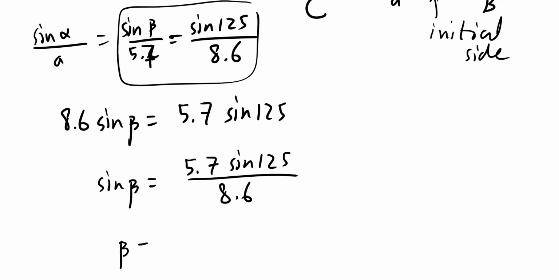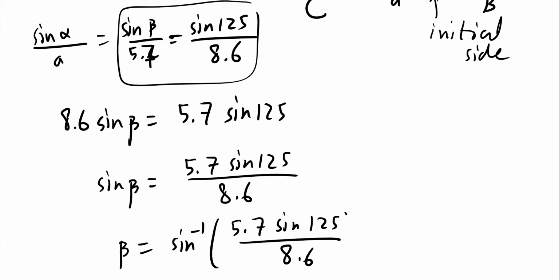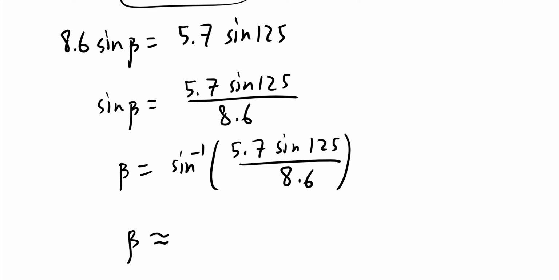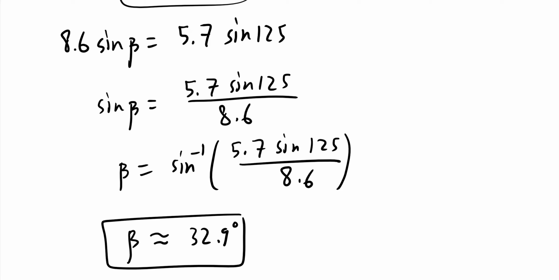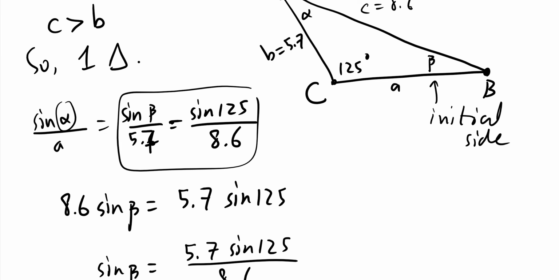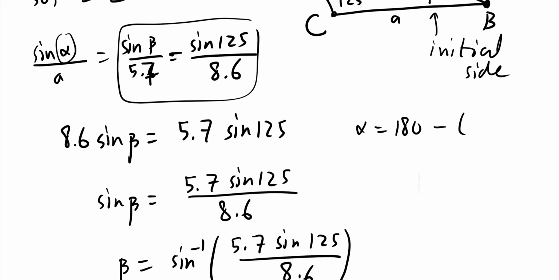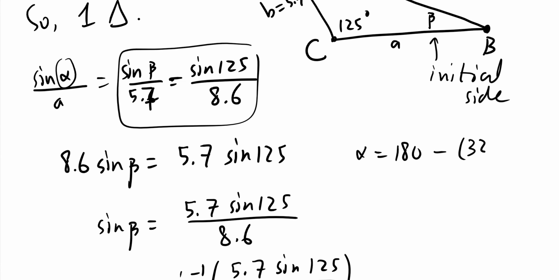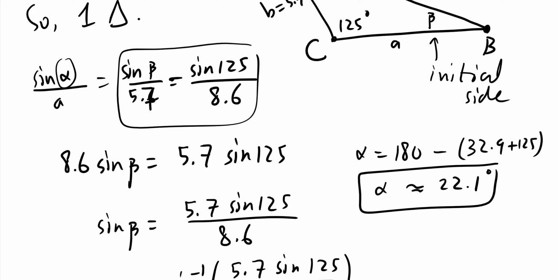Now we're gonna put this as beta equals sine inverse of all this quantity and put that in the calculator. That gives us 32.9 degrees. As soon as I found beta, what do we do? We can find alpha. So alpha is 180 minus beta plus gamma. Beta, we just found, 32.9. And the other one was given, 125. So alpha, if you calculate it, is 22.1 degrees. So I found alpha, beta, gamma, and B and C.